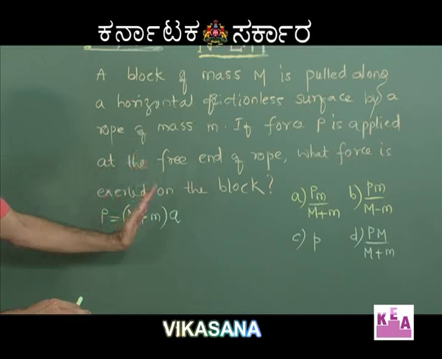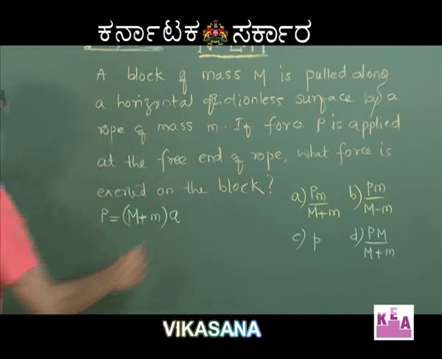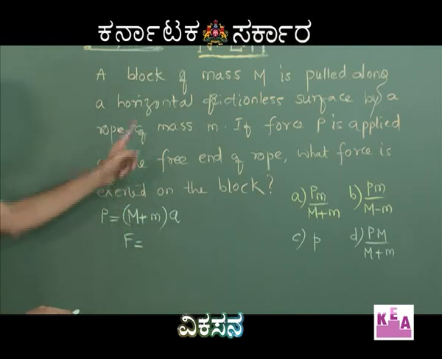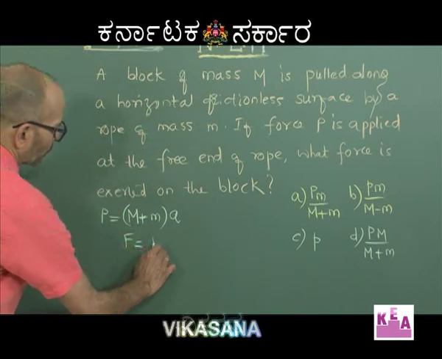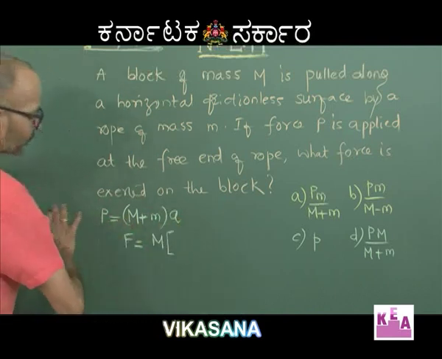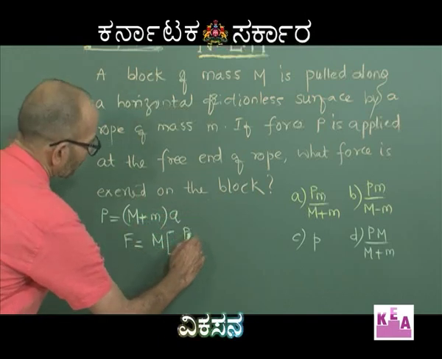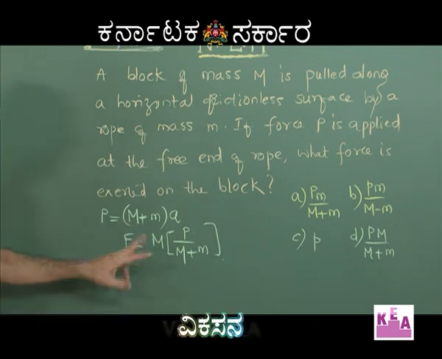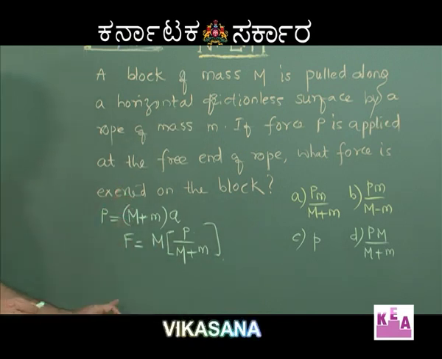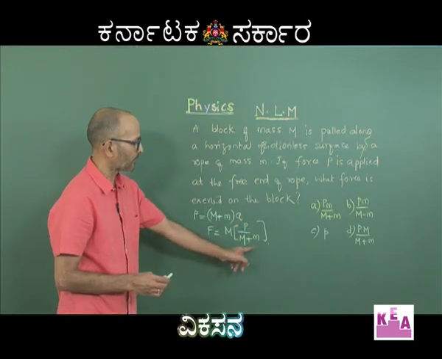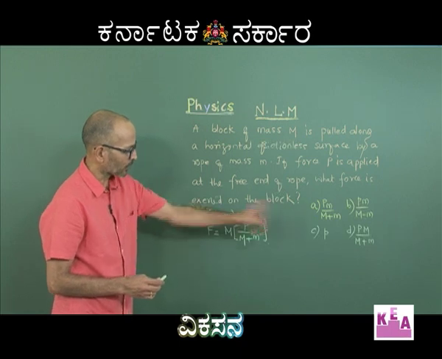Now, if the force applied by the rope on the block is F, then that should lead to the acceleration of that block. So, I will write F equal to capital M, the mass of the block, multiplied by the acceleration with which the block is going to move, which can be written as P divided by capital M plus small m. So, the force which the block is experiencing, or the force which the rope must have applied on the block, is M into P divided by M plus m, and that makes the fourth option perfectly correct.